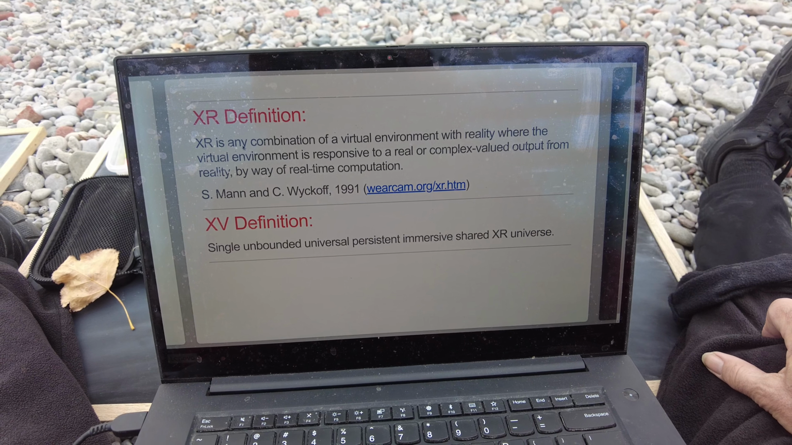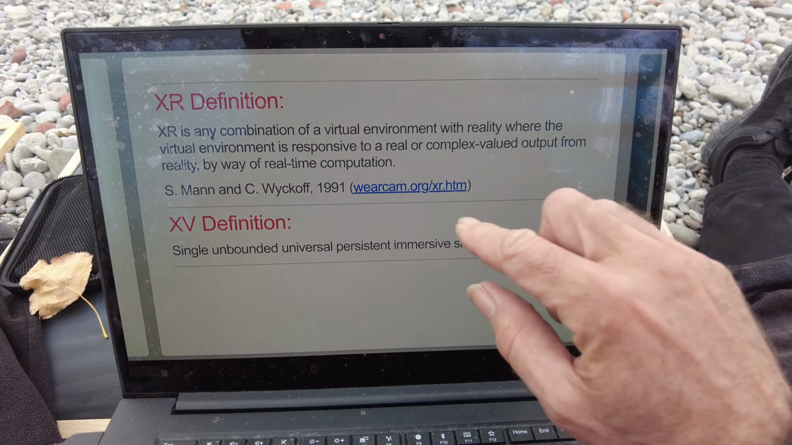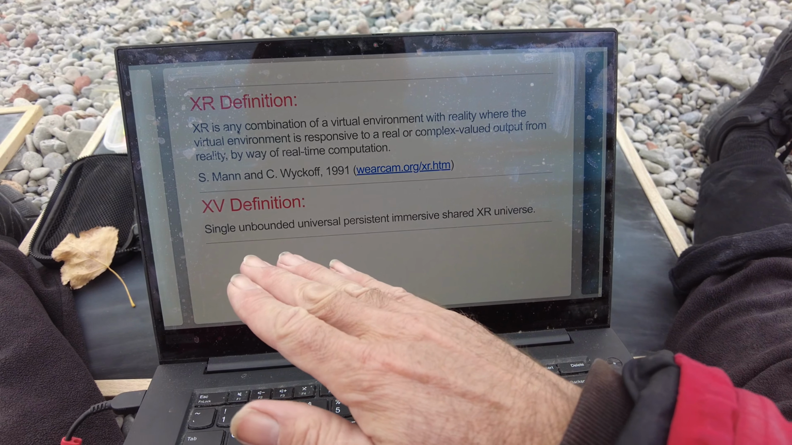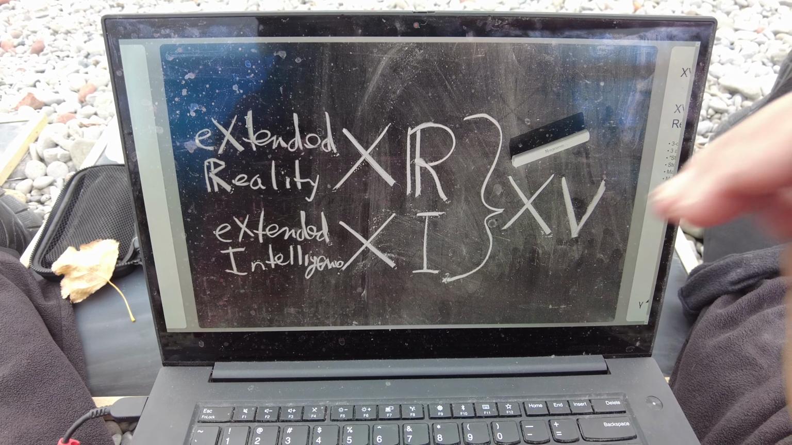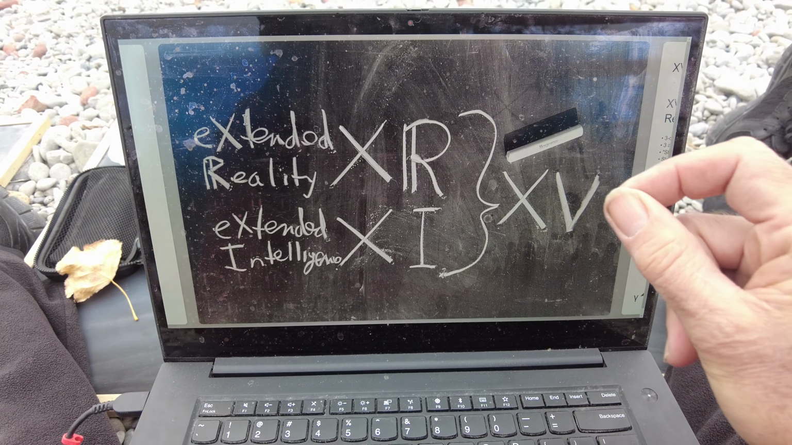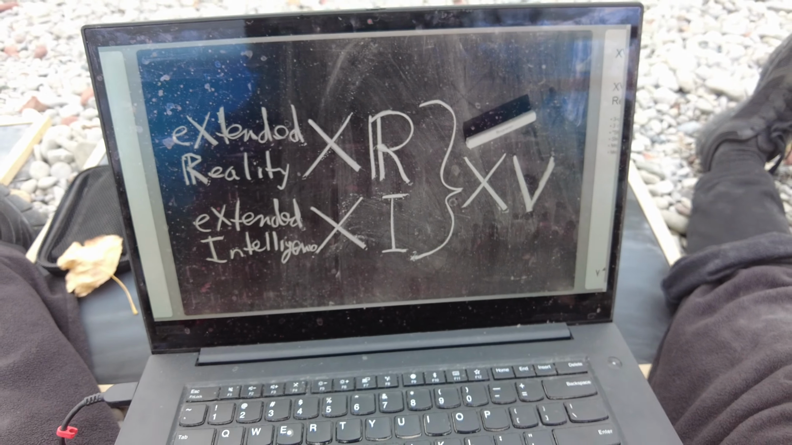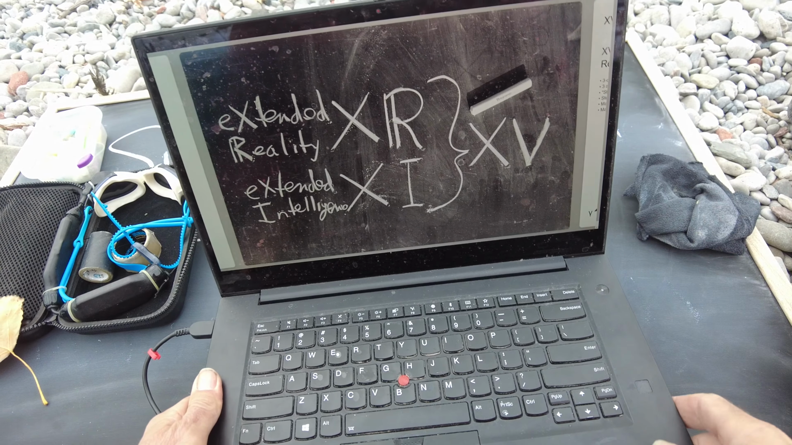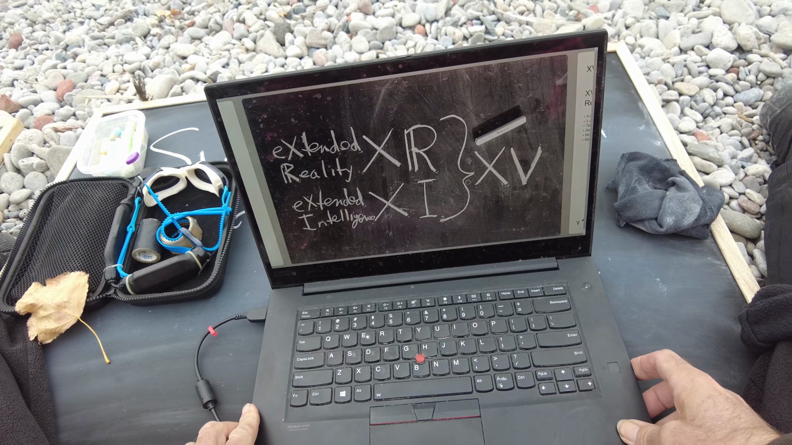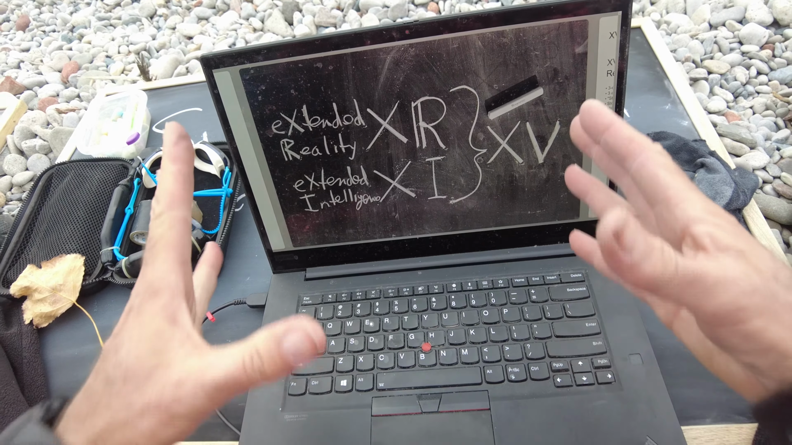This is the paper that I wrote with Charles Wyckoff in 1991. There's a link to it here. XV definition. XV is a single, unbounded, universal, persistent, immersive, shared XR universe. So in some sense, the eXtendiverse is extended reality combined with extended intelligence, XI, the CXI, the Council for Extended Intelligence. I'm one of the founding members of it. And so a goal that we're trying to achieve with XI and with XR is this XV.